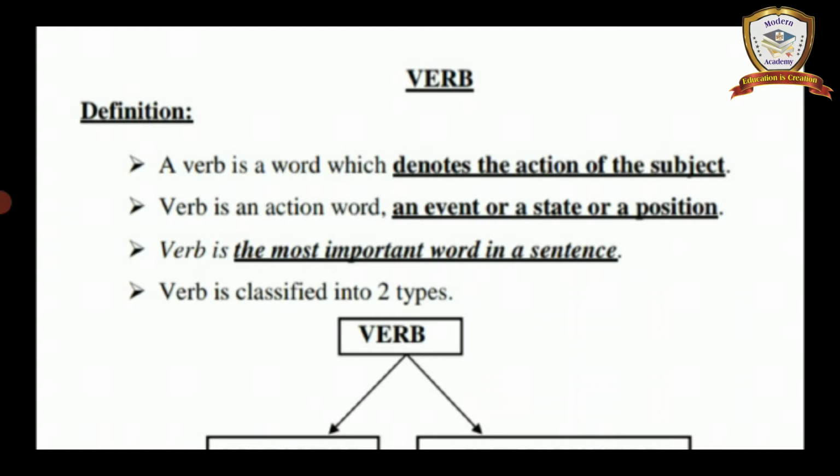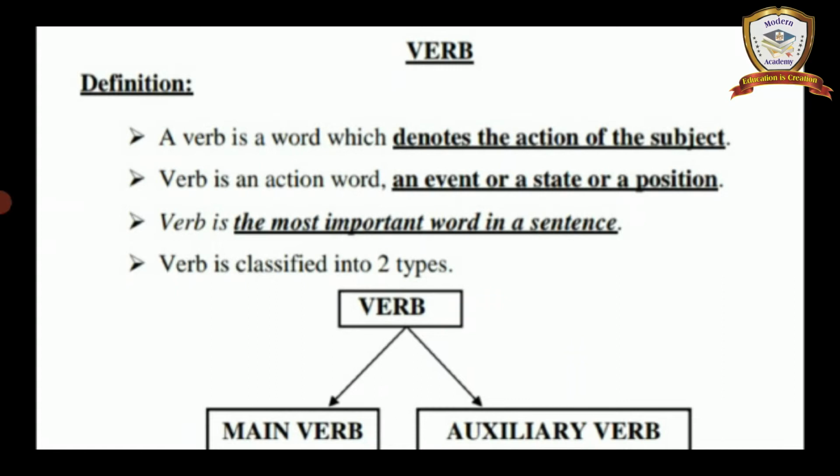Okay students, see here the definition they have given. A verb is a word which denotes the action of the subject. Verb is an action word, an event or state or a position. Verb is the most important word in a sentence. Verb is classified into two types.